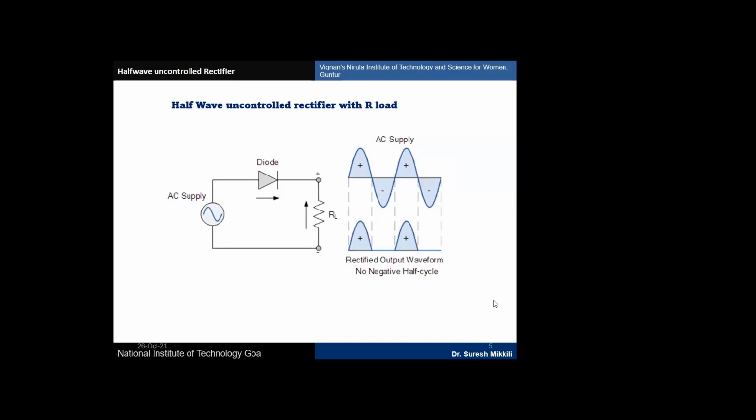First, I want to design a half wave uncontrolled rectifier with R load. For that I want an AC supply, then a diode, and a resistive load is required. I want the input voltage and the output voltage, so I will consider a voltage measurement block, an output voltage measurement block, and a current measurement block.